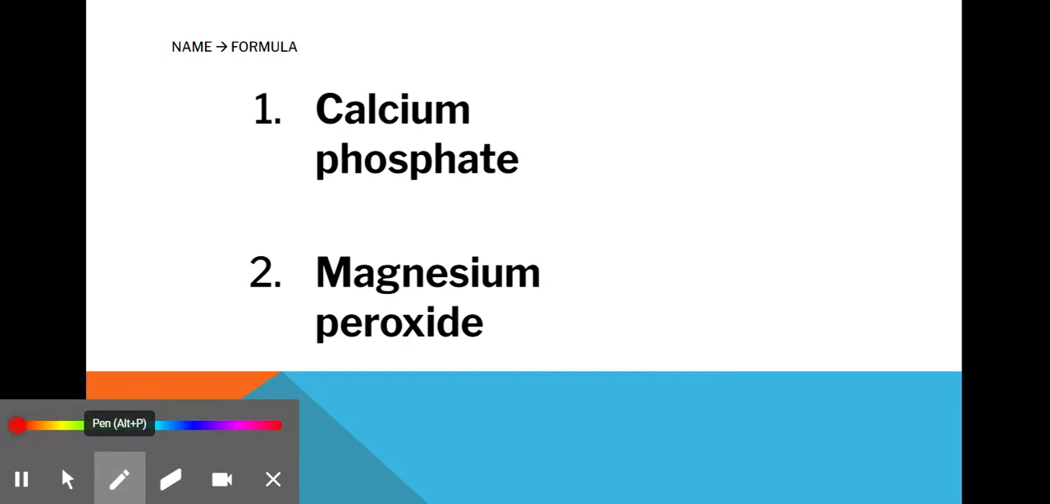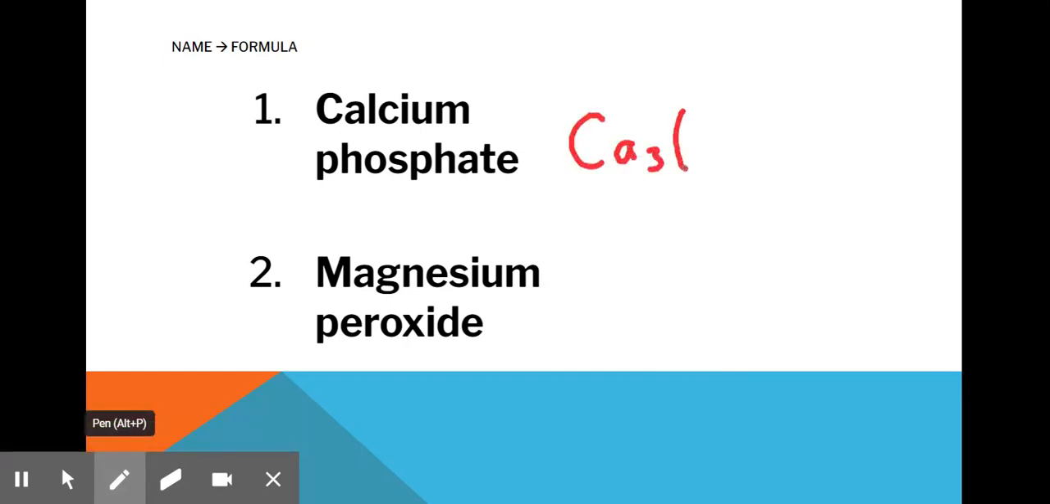Calcium phosphate, you should have gotten Ca3, and then in parentheses, PO4, and outside of the parentheses, 2. Calcium has a charge of +2. PO4 has a charge of -3. Crisscross, and there you go.